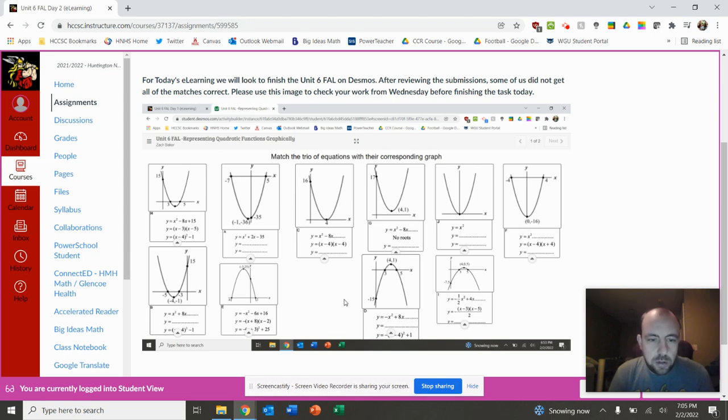And a couple things I just want to point out on these. First of all, the biggest thing I saw is that there's a negative in front. That graph should be opening down. We had some of us that just had those opening up. If it's negative, it should be opening down. The other thing is you want to be looking for the key information. Things like the y-intercept is the c value, so like here, plus 15, plus 15.